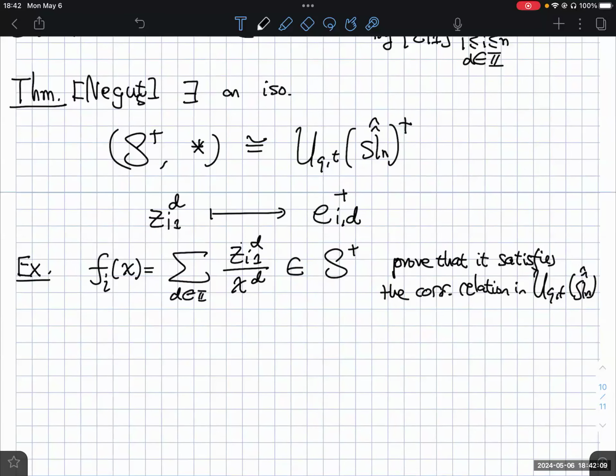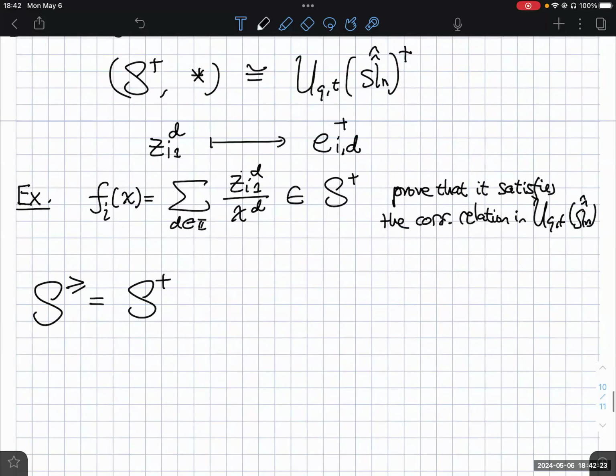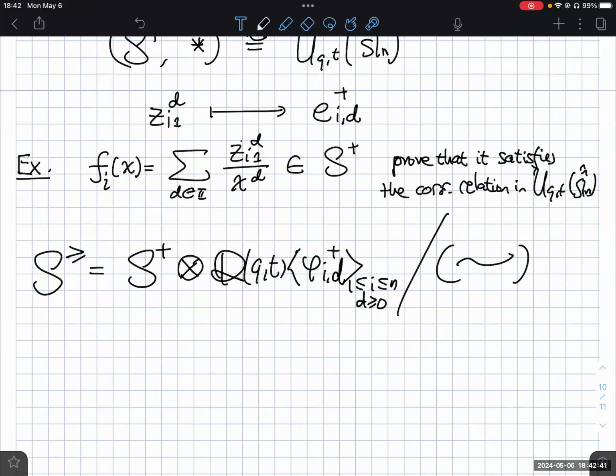And here we have this fact, like the positive part of the quantum toroidal algebra is isomorphic to this S plus. So the construction of the whole algebra is in the following way. So we can take S non-negative as the product of S plus times the positive currents, c is bigger than 0, with the relation that has been defined in the quantum toroidal algebra once.